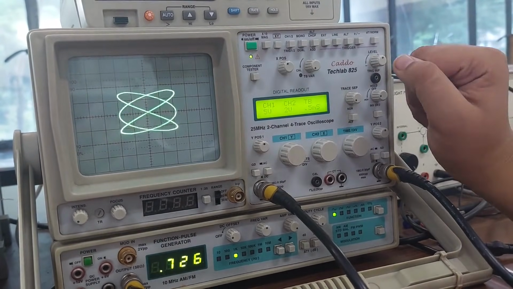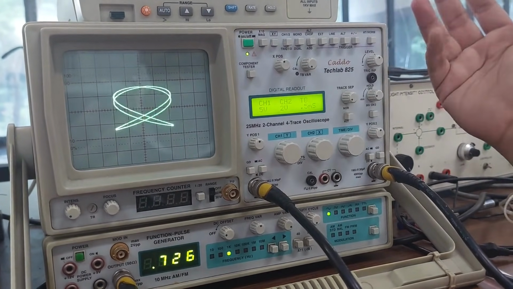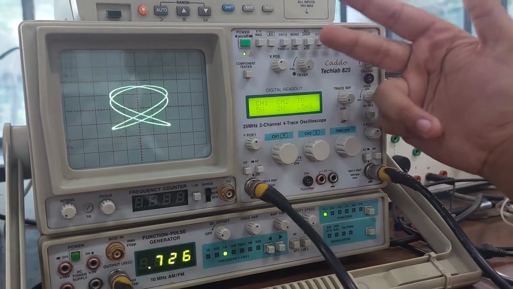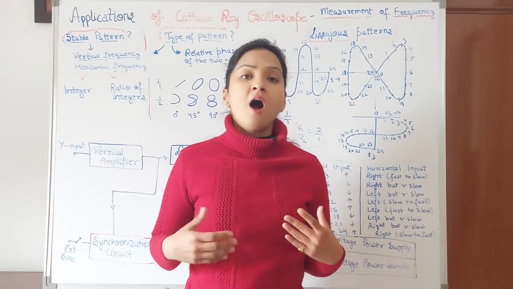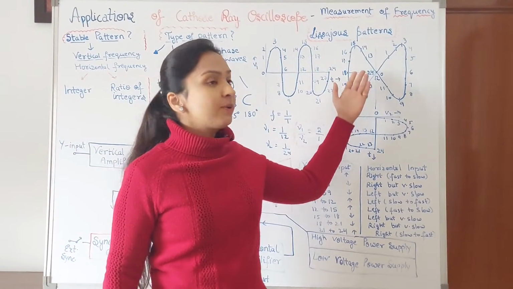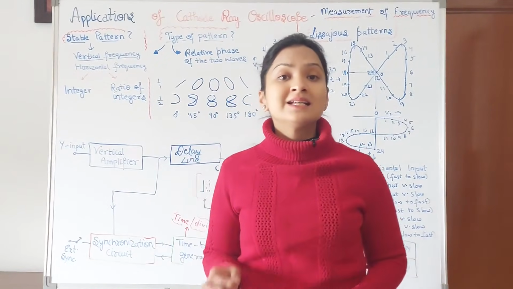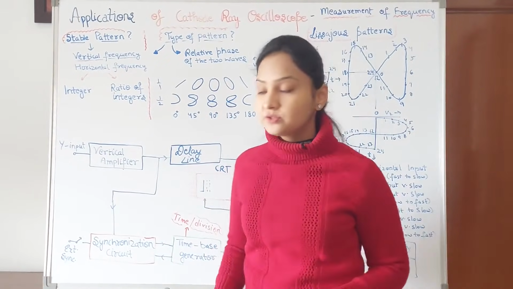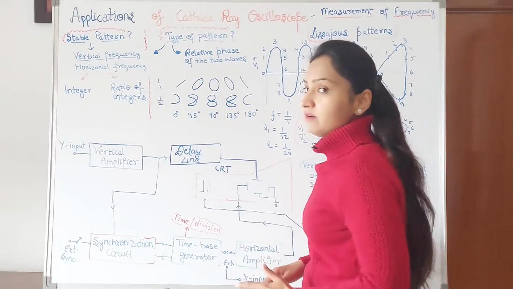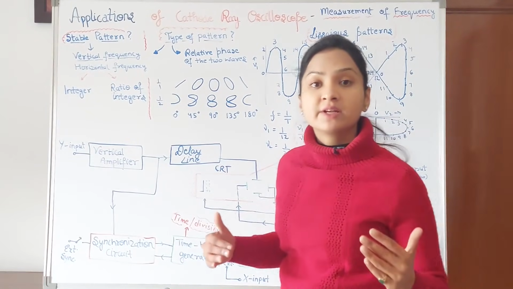Which is basically the superimposition of two waves perpendicularly. How do we obtain these Lissajous patterns? So these are obtained when two sine waves are simultaneously applied to both pairs of deflection plates.